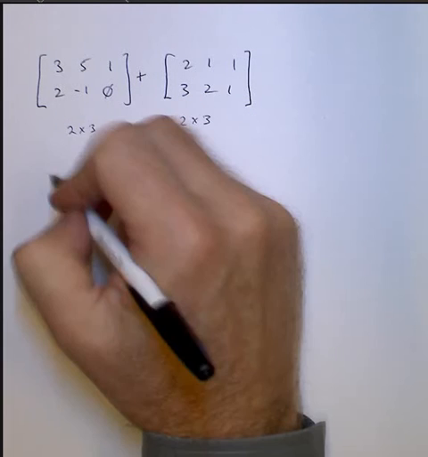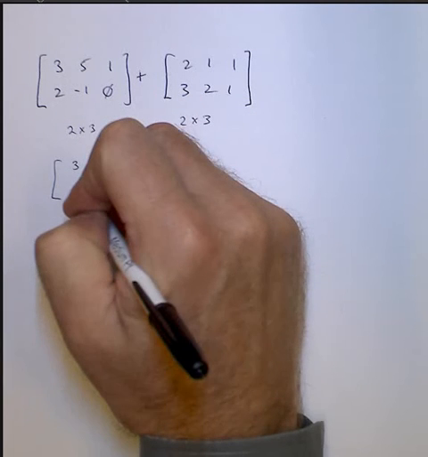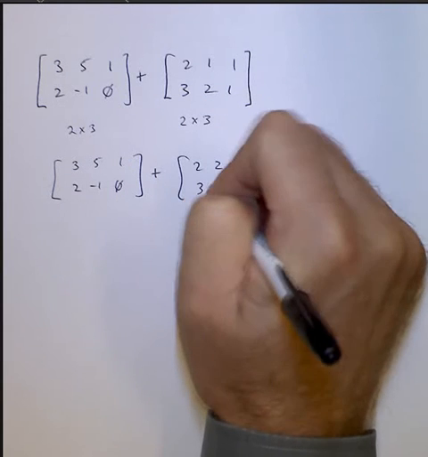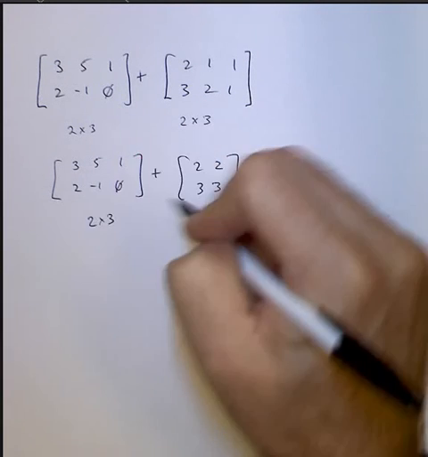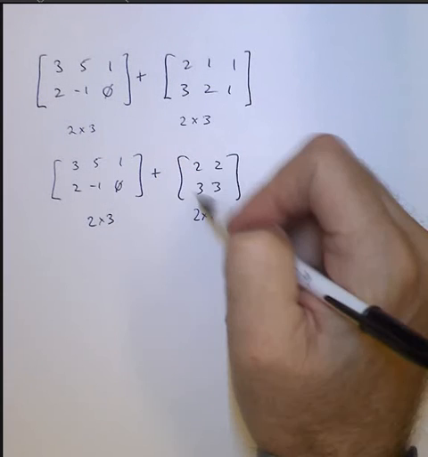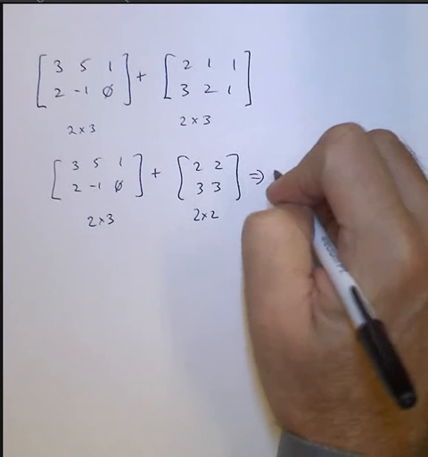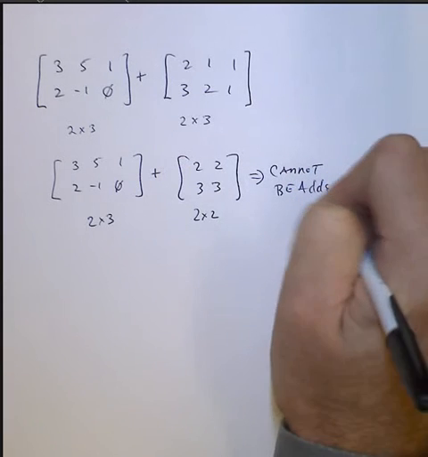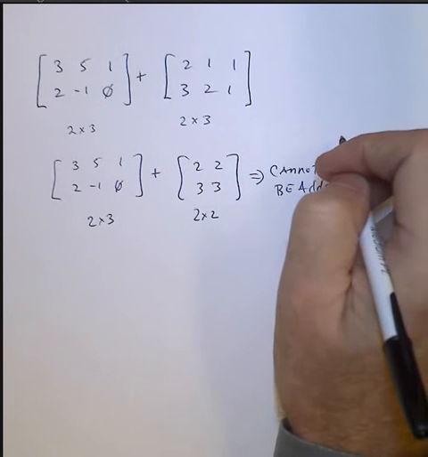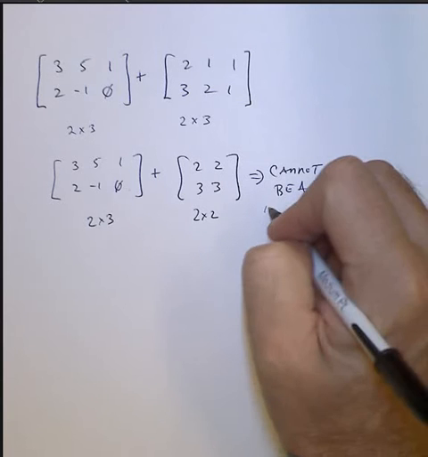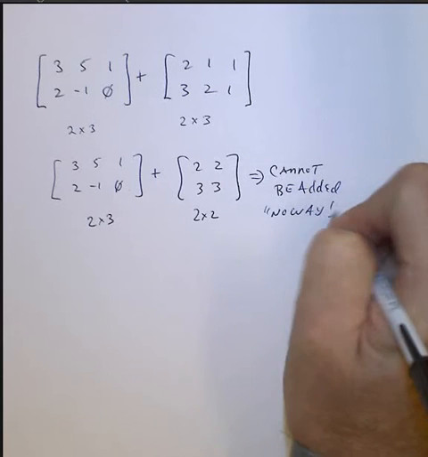Had I given you a problem that looked like this, you would say 2 by 3 and a 2 by 2. Remember, it's row by column. 2 by 3, 2 rows, 3 columns, 2 by 2. You cannot add these two matrices because the dimensions are not the same. So on a quiz or a test, if you're given a problem like this, and I ask you to add or subtract, you say you can't. In the class we were using, you can write no way if you'd like. Okay, no way, can't do it.